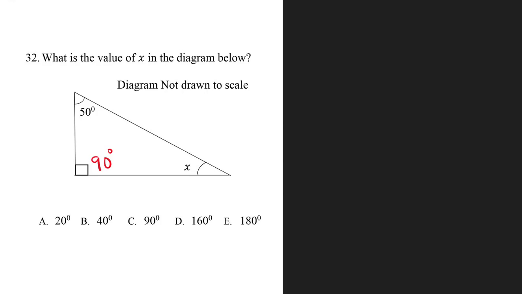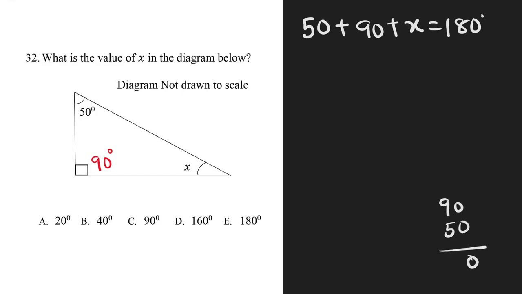We know that 50 plus 90 plus x will give us what? 180 degrees, because the sum of angles in a triangle is 180 degrees. So following that, we're going to say 50 plus 90 plus x is equal to 180 degrees. If you add all of them, it should give us 180 degrees. So 90 plus 50, 9 plus 5 is 14, so it's 140. So 140 degrees plus our x here is equal to 180 degrees, right?